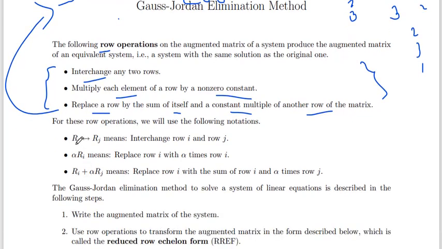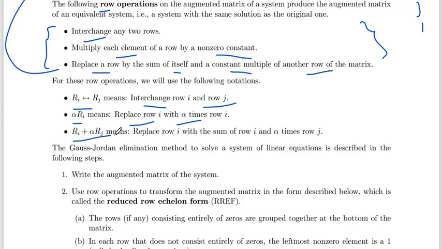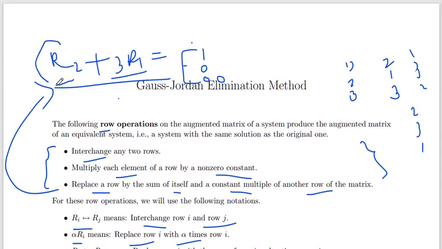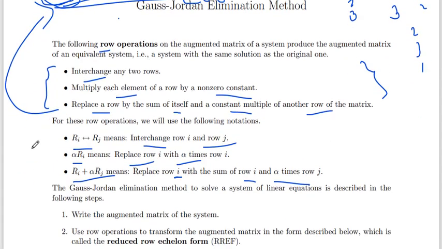We already know the notation. Ri j means interchange row i and row j. Alpha Ri means replace row i with alpha times row i. Also, Ri plus alpha Rj means replace row i with the sum of row i and alpha times row j. Here, for example, we change the second row with R2 plus 3R1, like this.